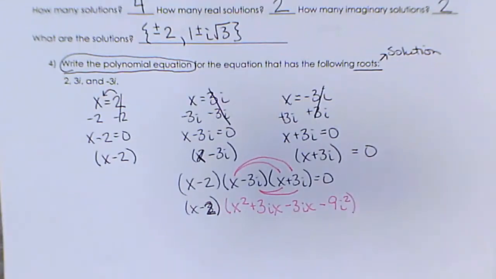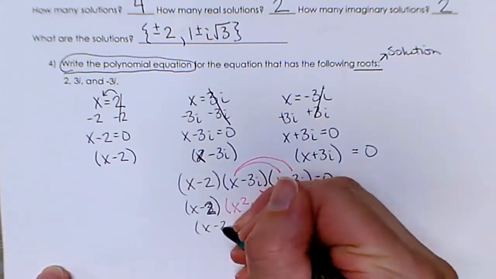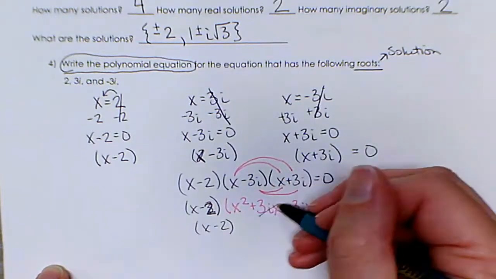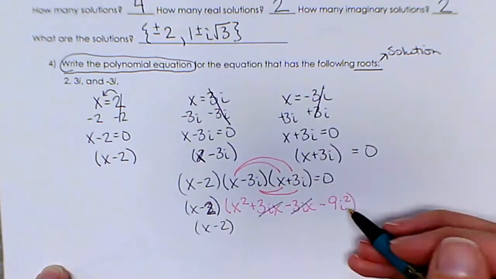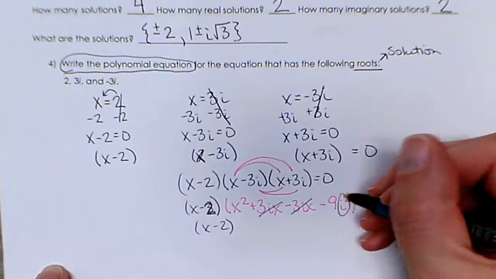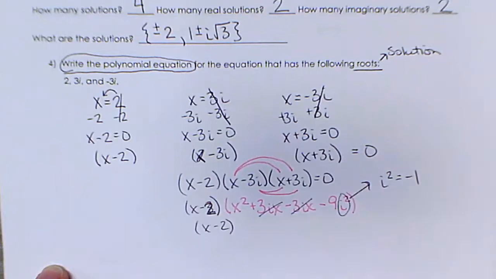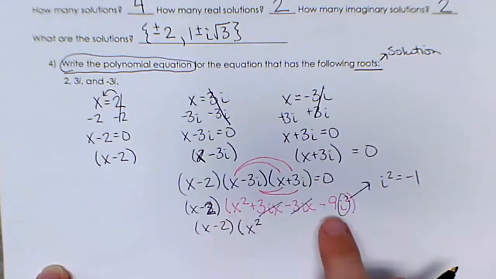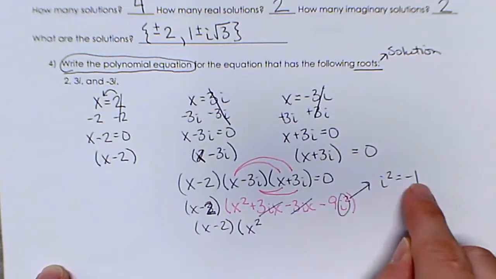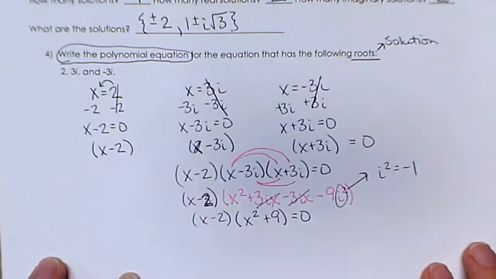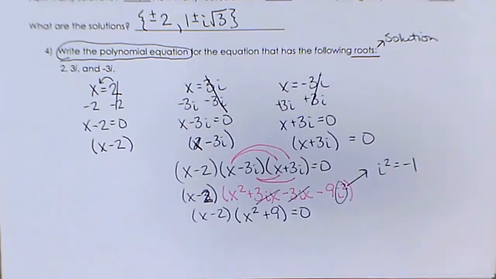And think about this. What happens to the middle terms? They cancel out. What happens to this term? What is i squared? Remember, i squared is negative 1. So when I rewrite this factor, this is x squared from here, and then negative 9 times negative 1 is plus 9. So this is looking way better.